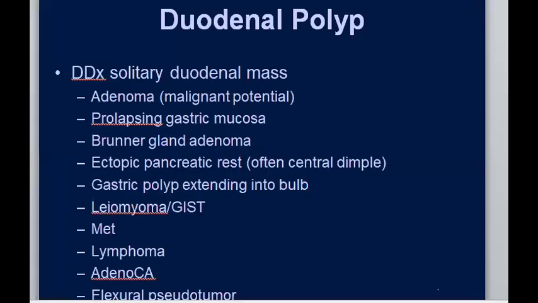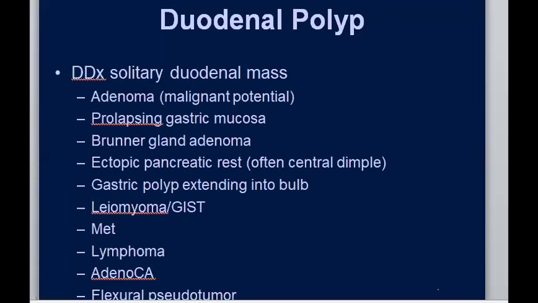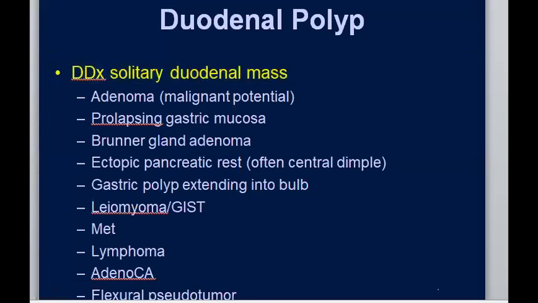And again, you can put leiomyoma, GIST, metastasis, maybe ectopic pancreatic cyst, adenocarcinoma. But the most important to put at the top of the differential is polyp or adenoma, as we mentioned before in the esophagus. This is a duodenal polyp, a solitary duodenal mass. So this is the differential.